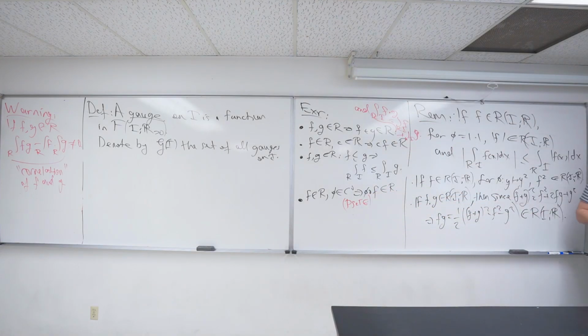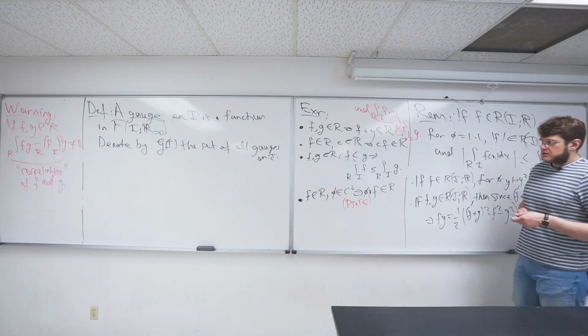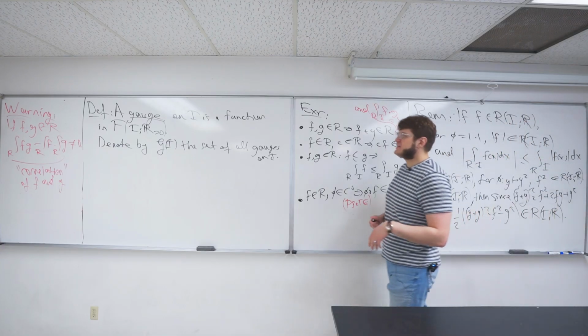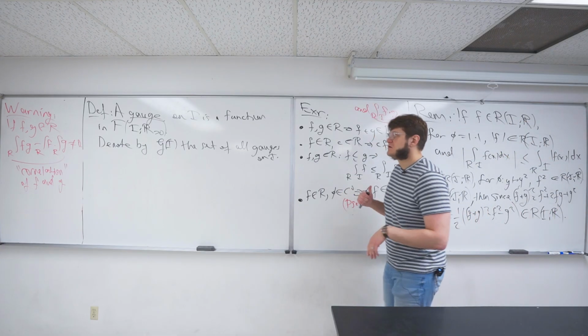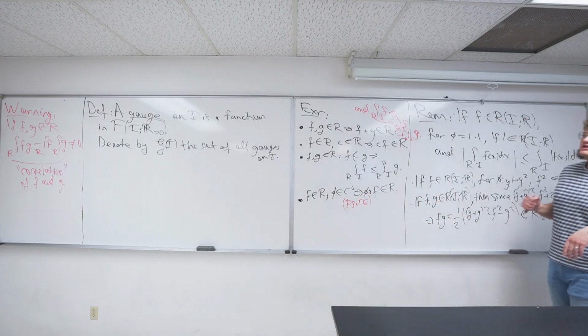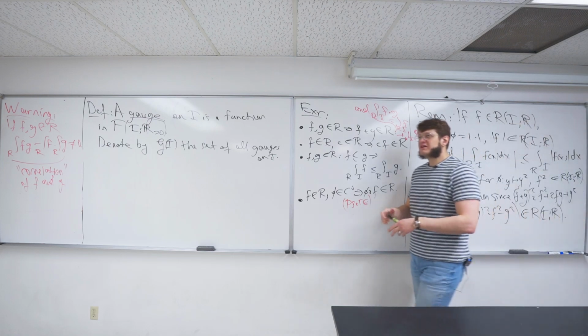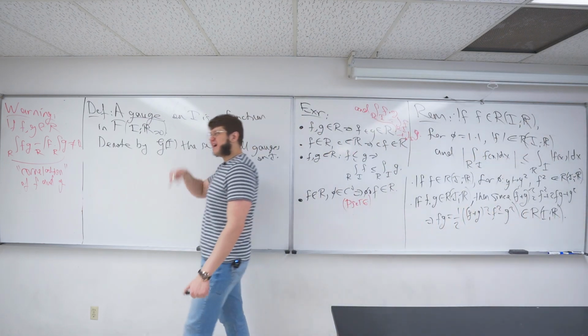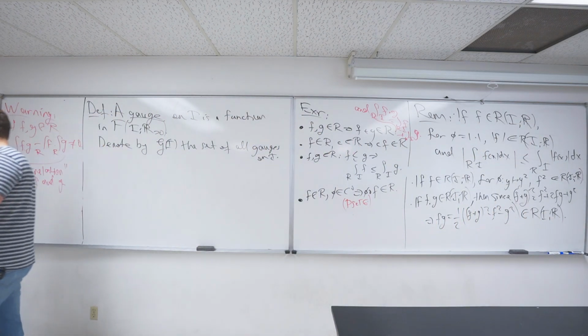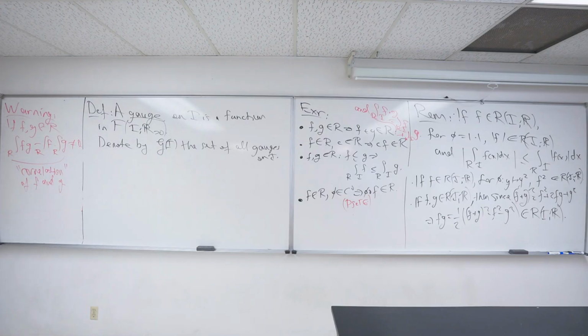Now, typically we're going to denote gauges by delta because for our purposes, often we're going to replace the constant delta, in the case of, for instance, epsilon deltas, with one of these gauges. So instead of having a constant gauge, we're going to have a variable gauge.